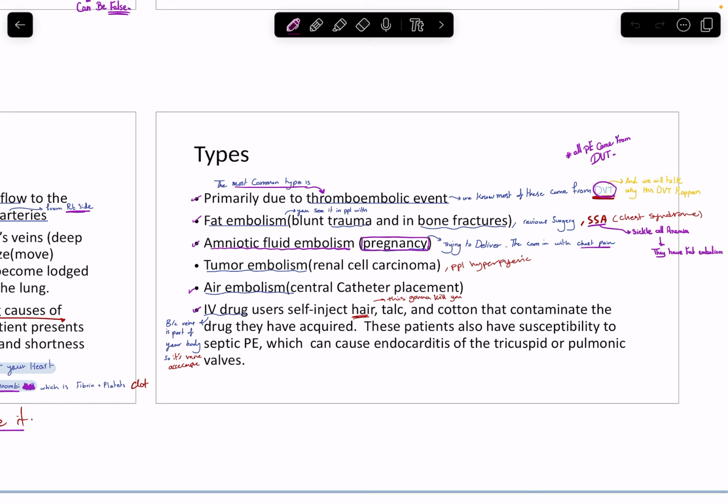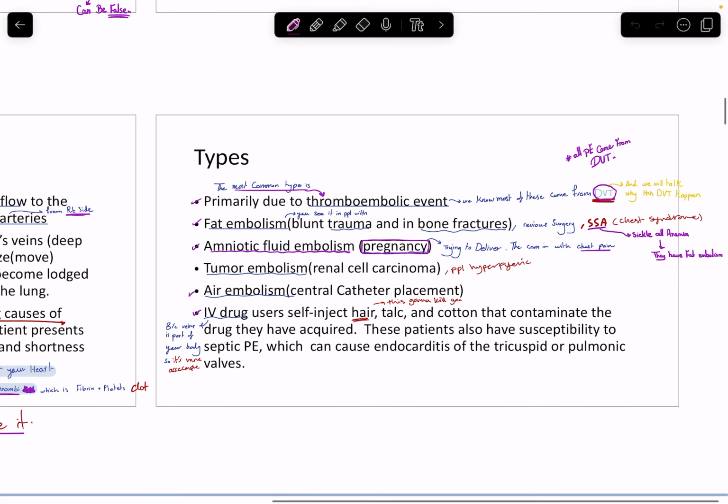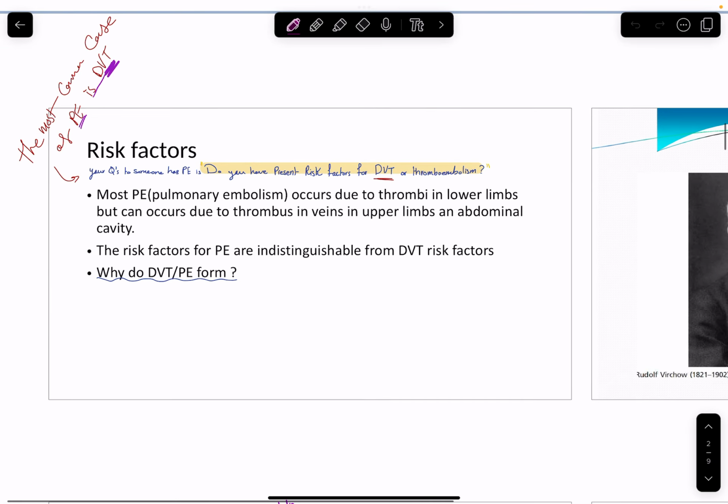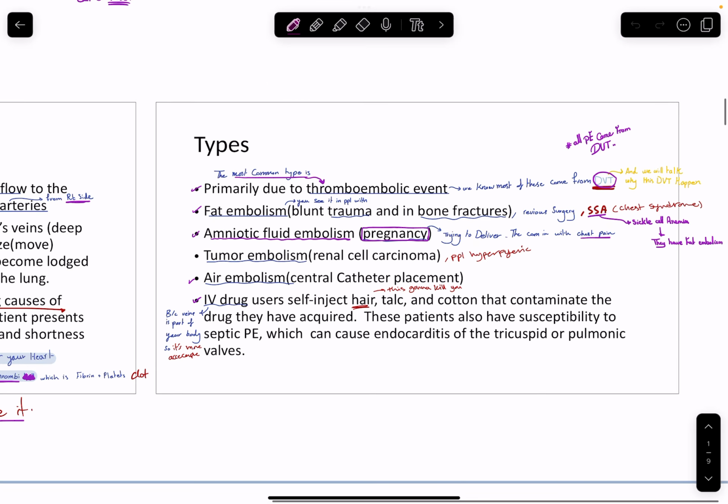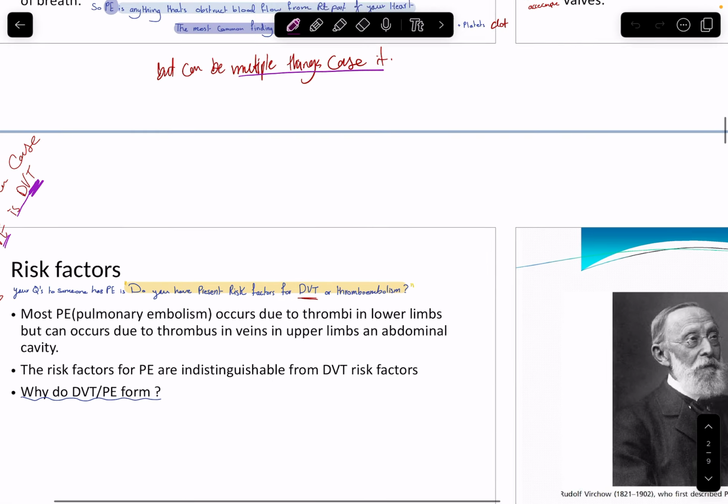Air embolism, we see in healthcare settings when people put in IVs or a central line incorrectly and inject air, which can kill patients. We also see it in patients with diving injuries, where air can escape from the lungs into the venous circulation. And we see it in IV drug users, because they can inject foreign material into the venous circulation. All of these are embolic events, but when we say PE, we're talking about a thromboembolic event from venous thrombosis, okay?